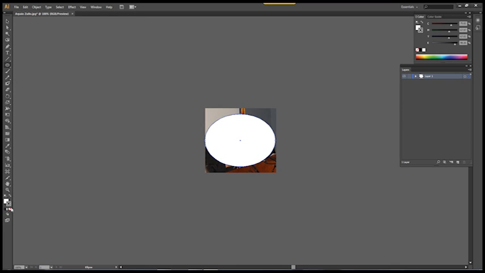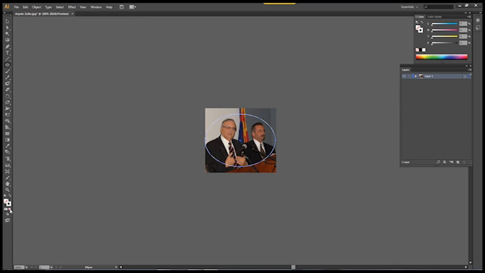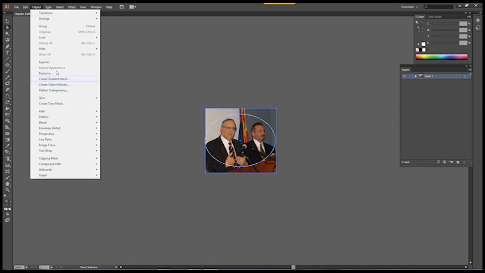So I place an oval over the photograph, and then I have to come down here and play with my stroke and fill tool. Next, I'll need to select both the oval and the photograph, because that's the only way a clipping mask is going to work.